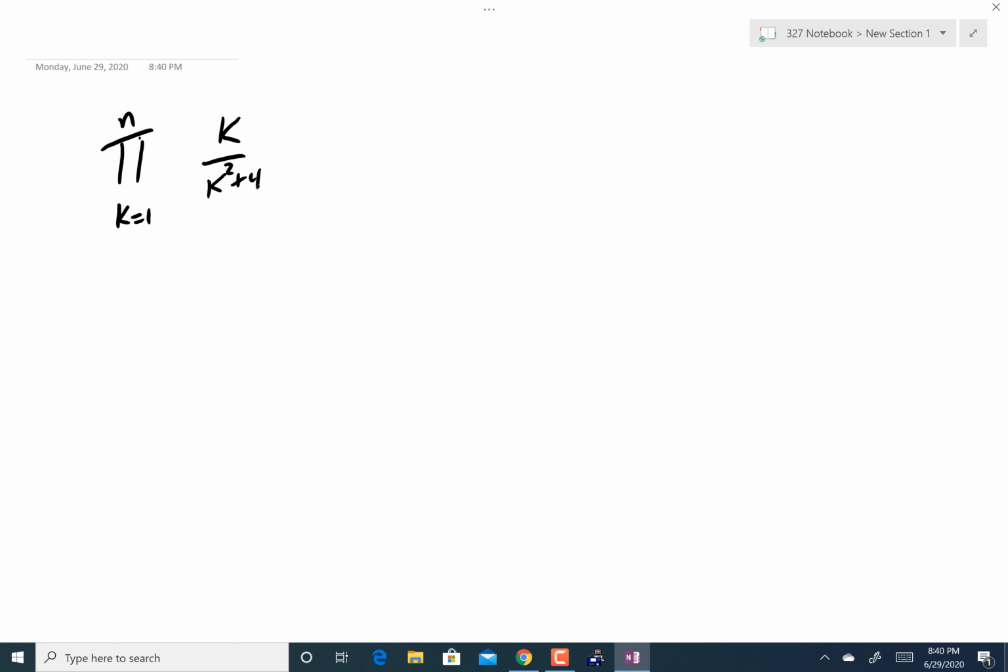And they want you to write this in expanded notation. So when you do this, well, let's think about this for a minute. What would the bottom be? So it'd be 1 over 1/5. If k was 2, you get 2 over 8.